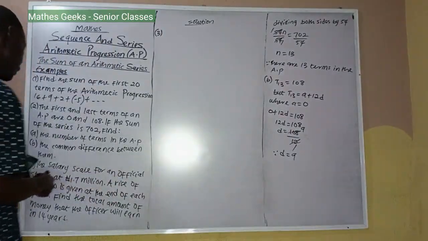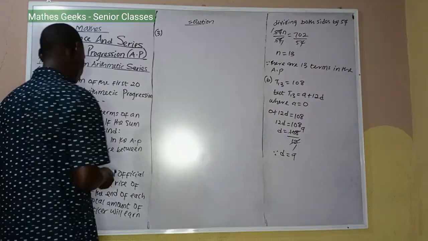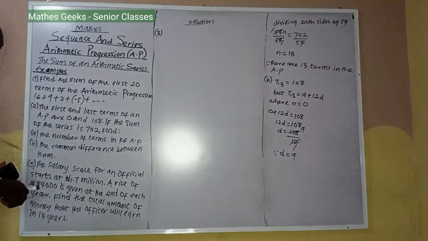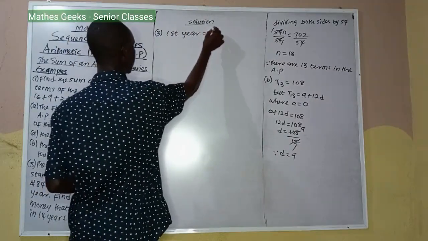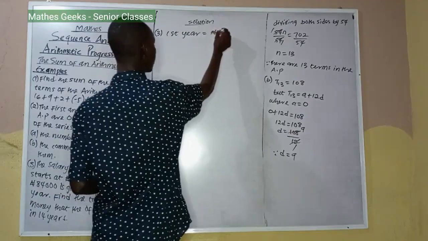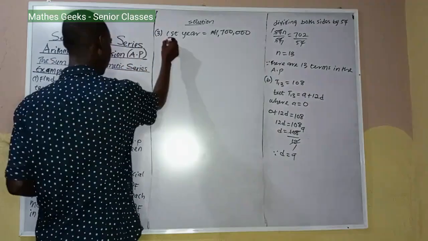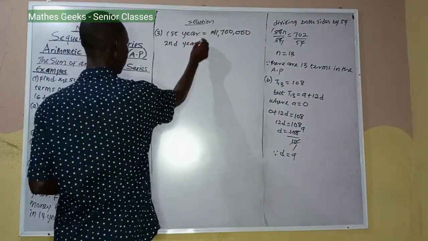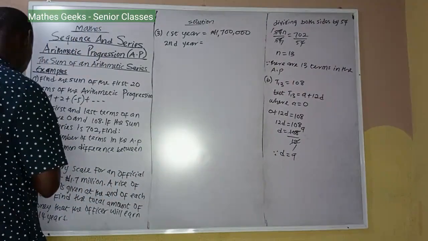Number 3. A salary scale for an official starts at 1.7 million naira. A rise of 84,000 naira is given at the end of each year. So let's say the first year is 1,700,000. The second year, we add 84,000 naira to 1.7 million.